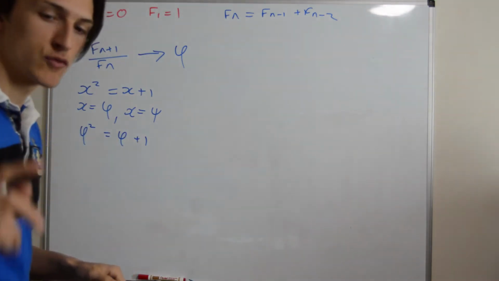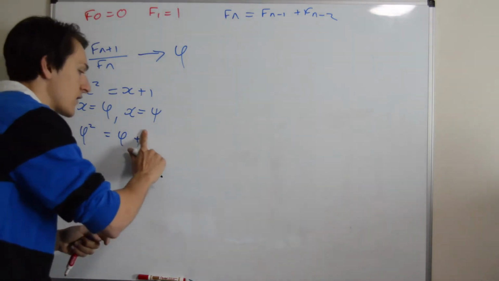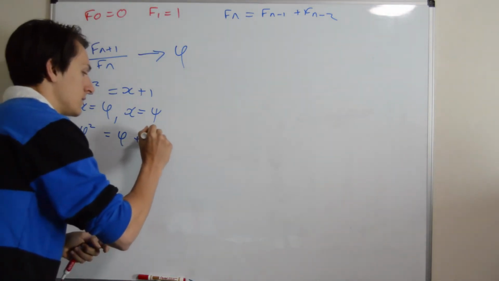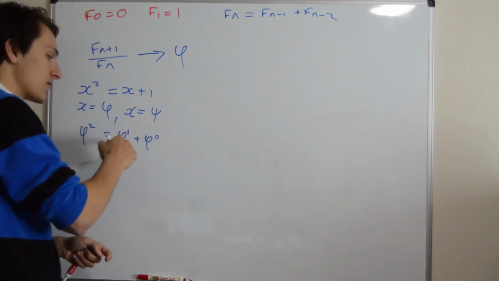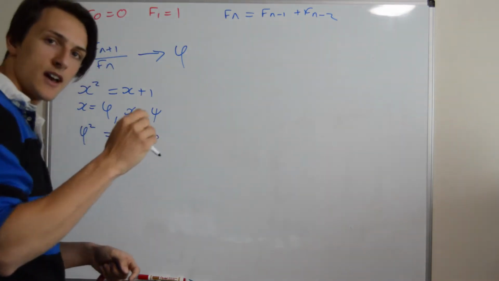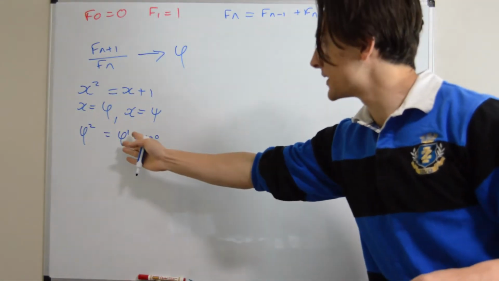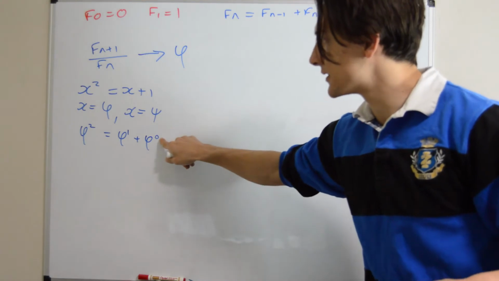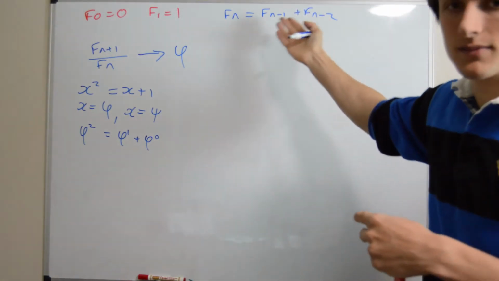Now I'm just going to rewrite this slightly differently. Instead of writing 1, I'm going to write phi to the 0, and then I'm just going to explicitly write the power here. Well, this kind of looks Fibonacci-esque. We have a number, and then the previous number, and then the previous number. So phi to some power looks kind of Fibonacci.